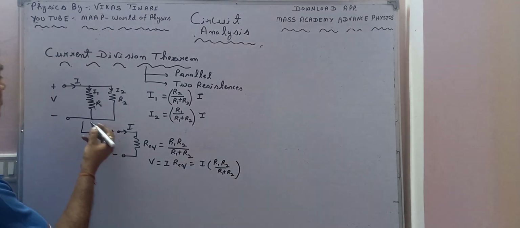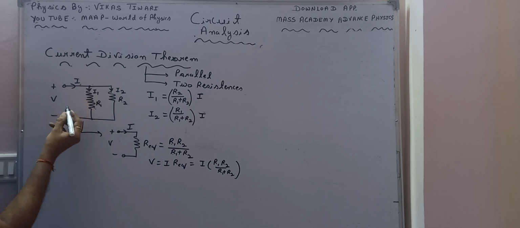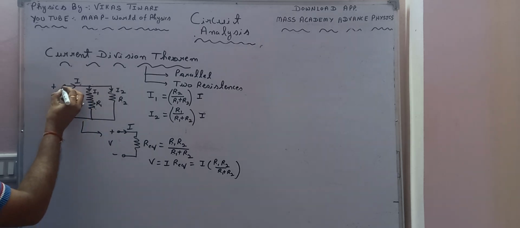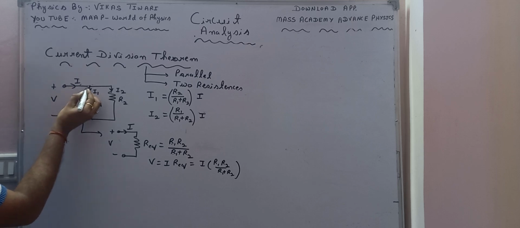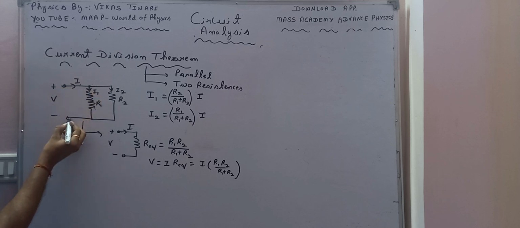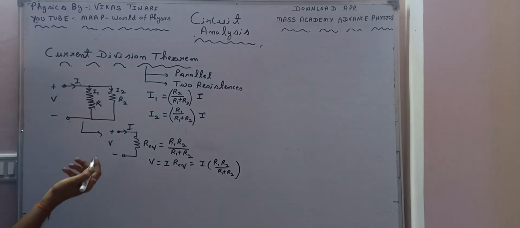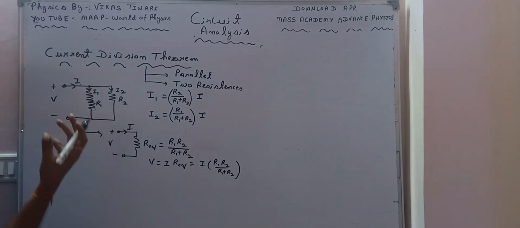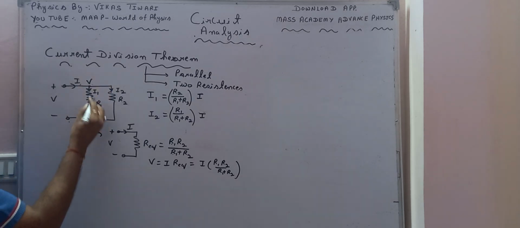As I have already told you, the voltage across these two resistances will be V. Why will it be V? The potential difference across these two points is V. This point and this point are the same, as there is no element between them. Similarly, this point and this point are the same, as no element is across here. So generally we say the voltage across these two resistances is V only.